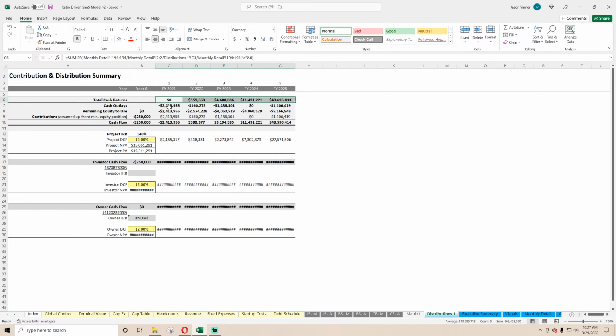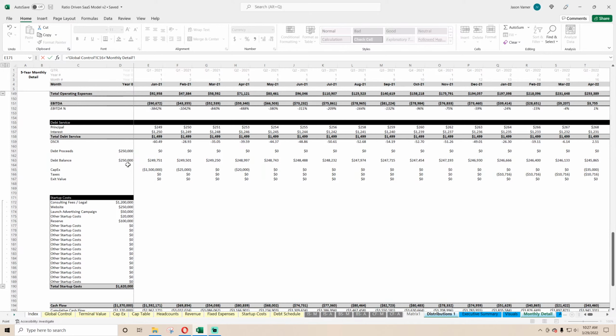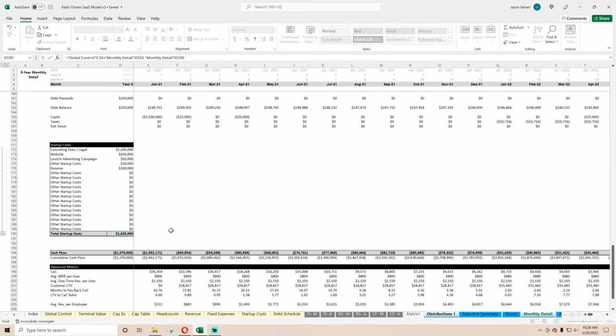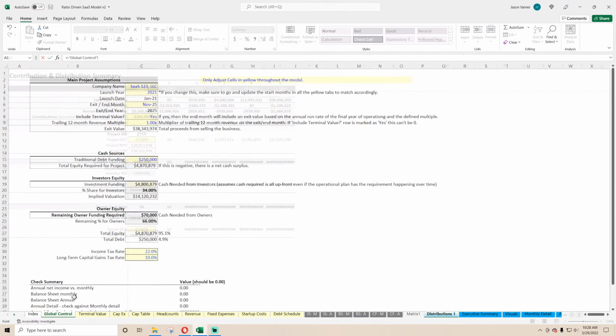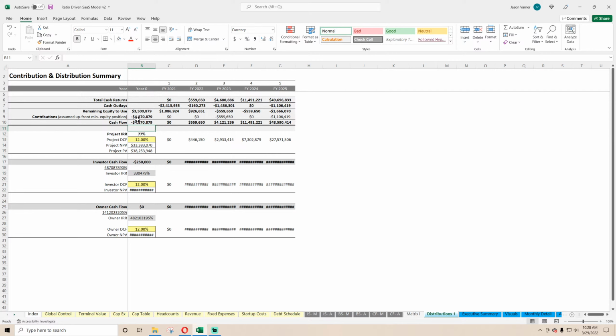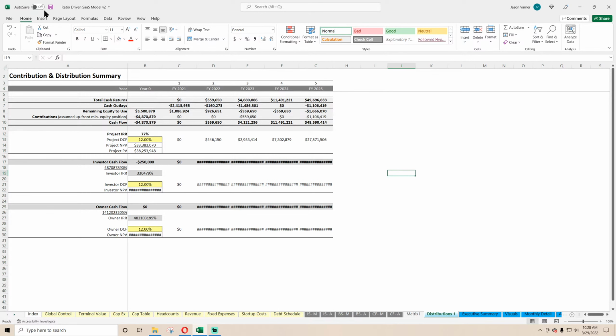Checking if it's greater than 0 here. If it's less than 0 here. Remaining equity to use is going to be total equity plus anything in the initial debt proceeds minus startup cost here. Contributions. So this is just the total equity from all parties. Alrighty, and then this logic kind of flows through and shows what's available based on collecting all the cash up front.